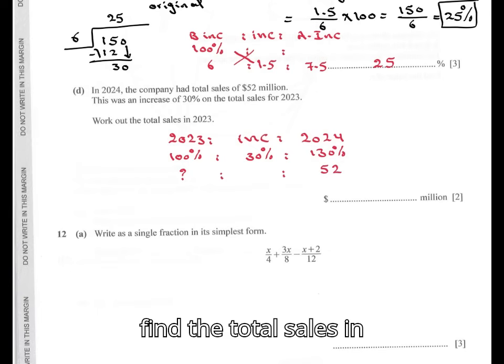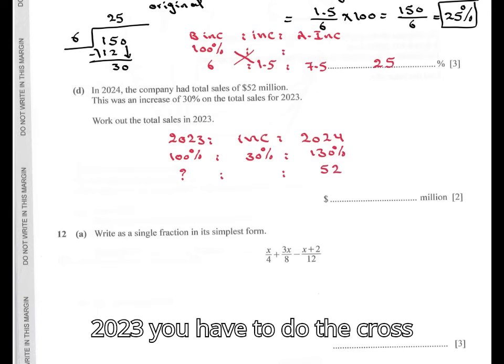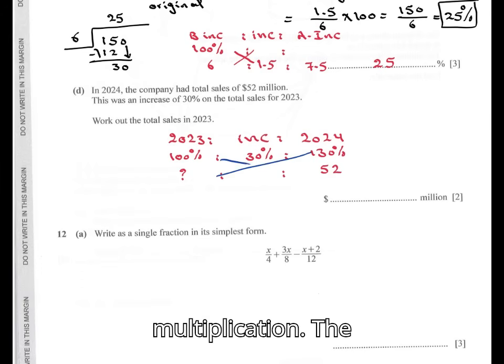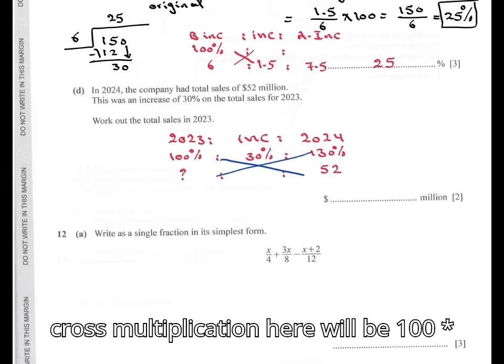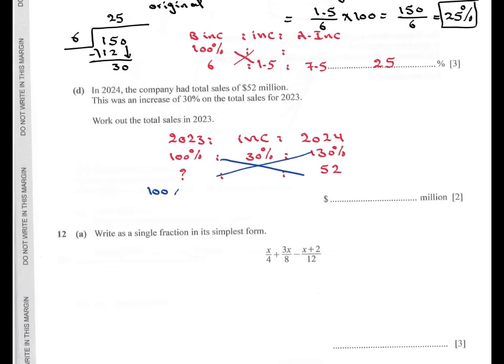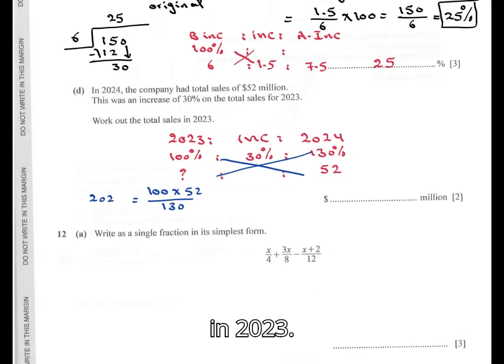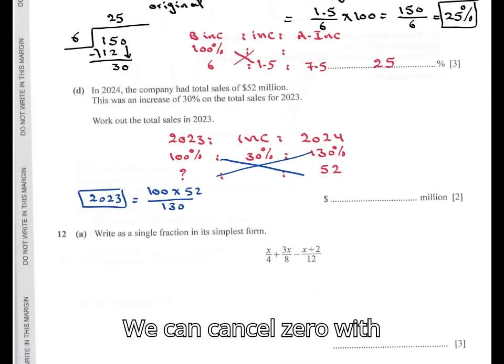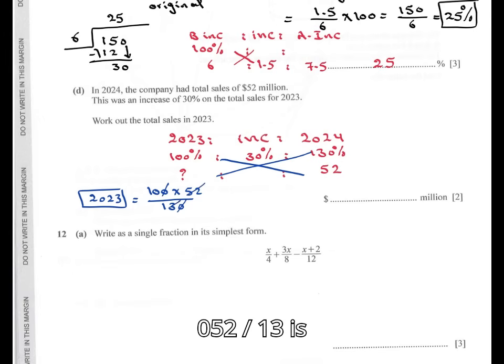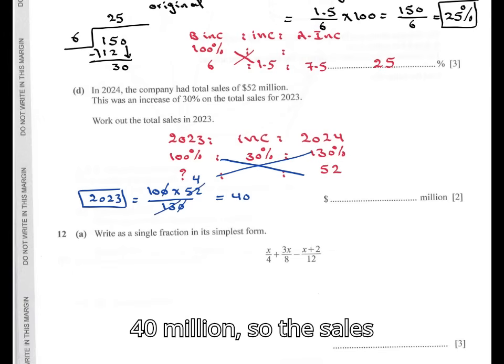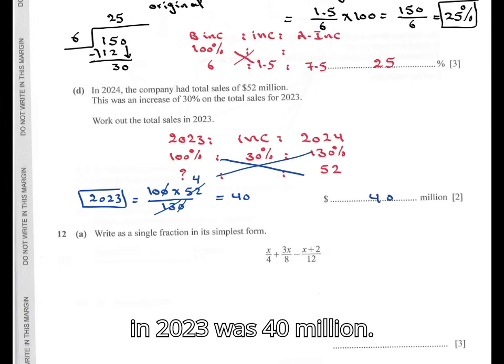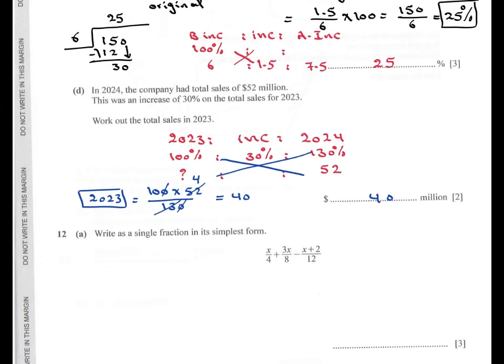To find the total sales in 2023, you have to do the cross multiplication. The cross multiplication here will be 100 times 52 over 130 to find the sales in 2023. We can cancel 0 with 0. 52 divided by 13 is 4. 4 times 10 is equal to 40 million. So the sales in 2023 was 40 million.